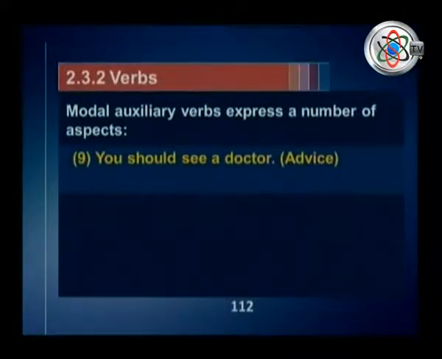Number 9, you should see a doctor. Advice. For example, you look ill. What happened to you? You should see a doctor. This is my advice to you. And advice is ever in want.